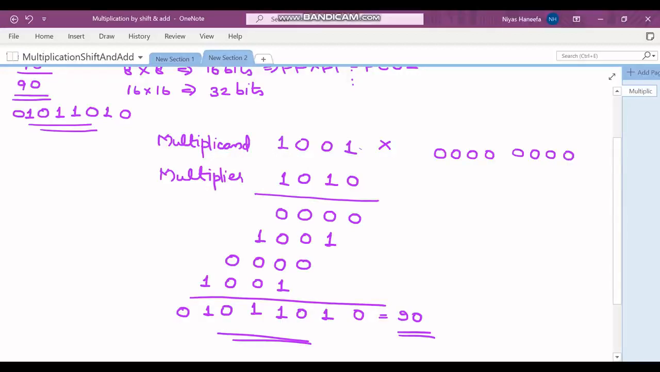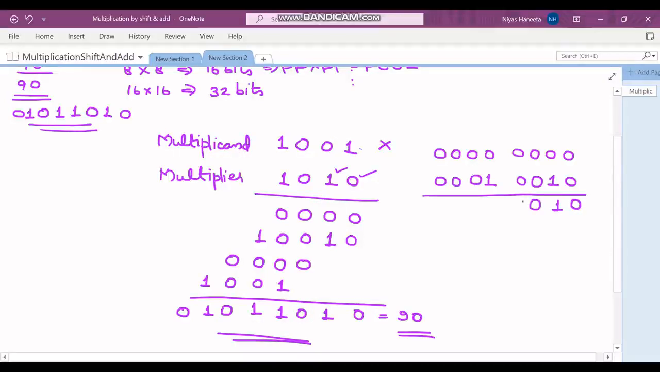After the first bit is over, the multiplicand is shifted one bit to the left. So the new multiplicand is 10010. Then we take the second bit, which equals 1, so we add the shifted multiplicand to the result. What is the shifted multiplicand? 0 1 0 0 1 0, and the previous values are 0. So we get the new result as 0 1 0 0 1 0 0 0.